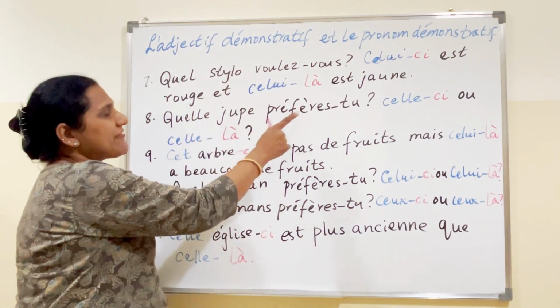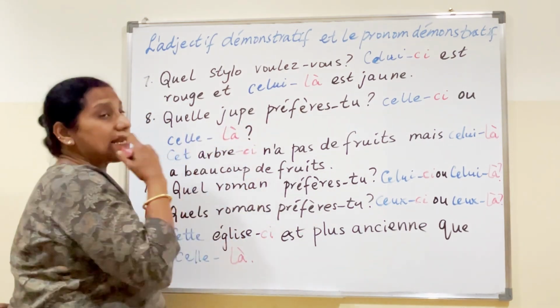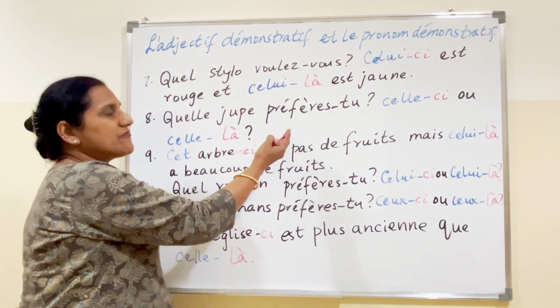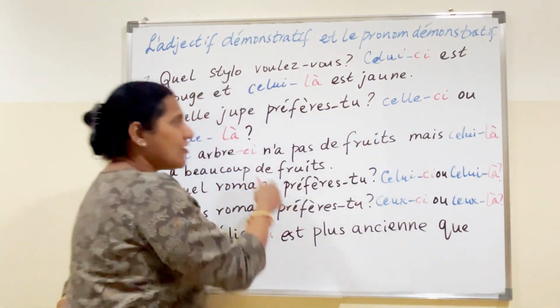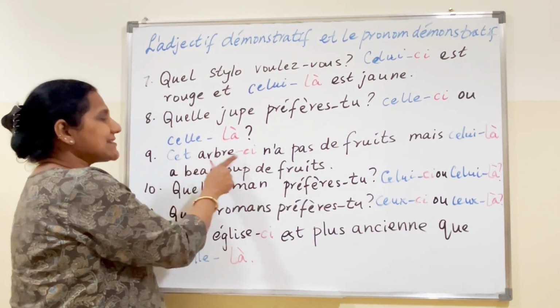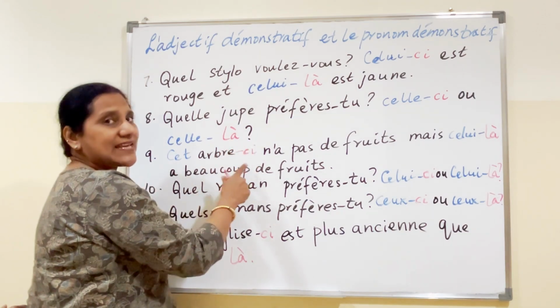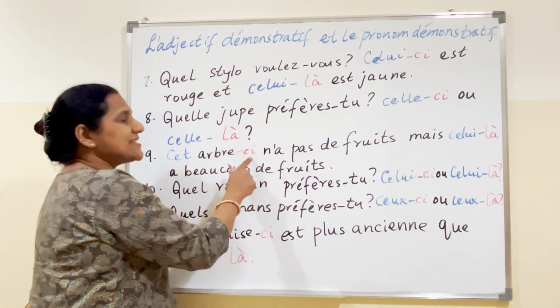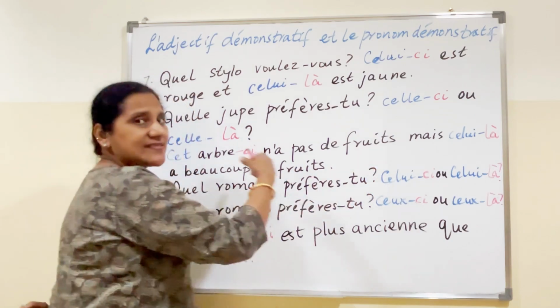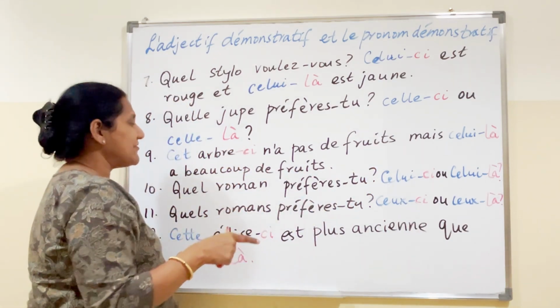Quelle jupe préfères-tu? Celle-ci ou celle-là? Which skirt do you prefer? This one here or that one there? Sometimes in the sentence they already give you the -ci. Cet arbre-ci n'a pas de fruits. This tree here does not have.